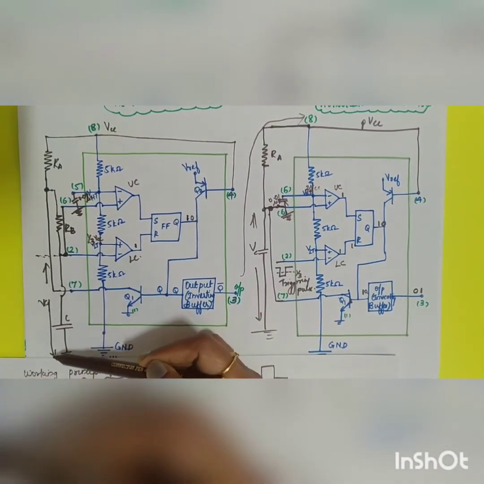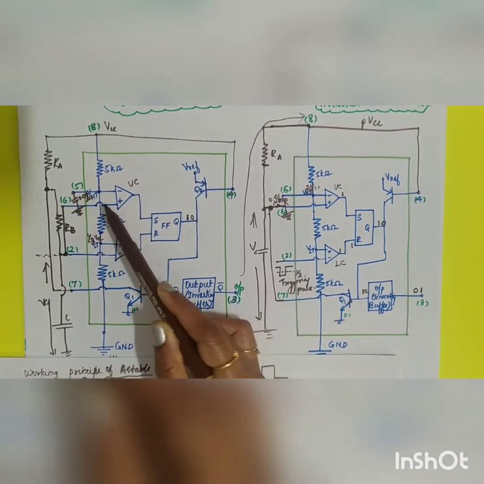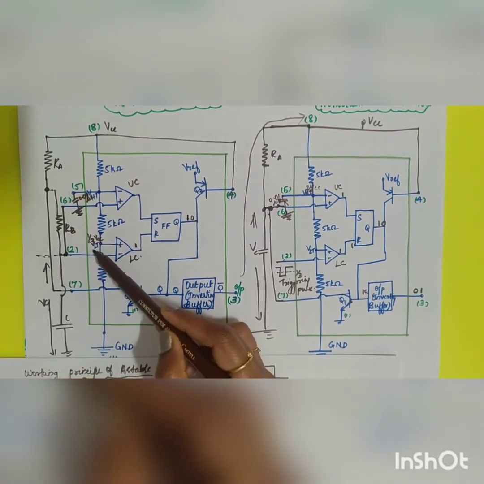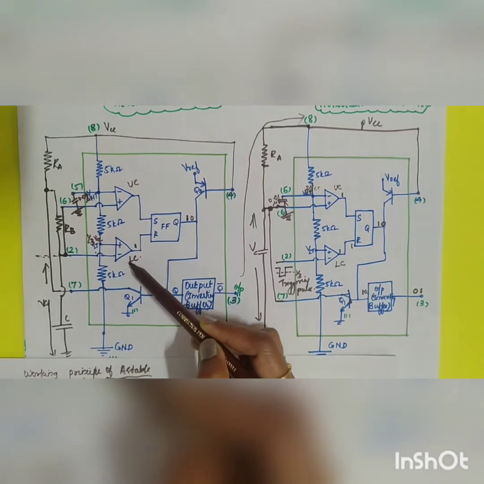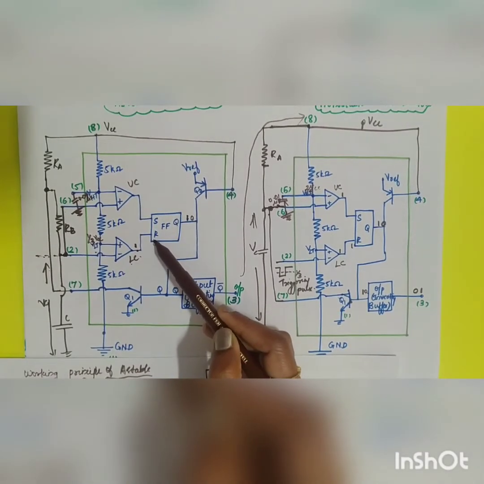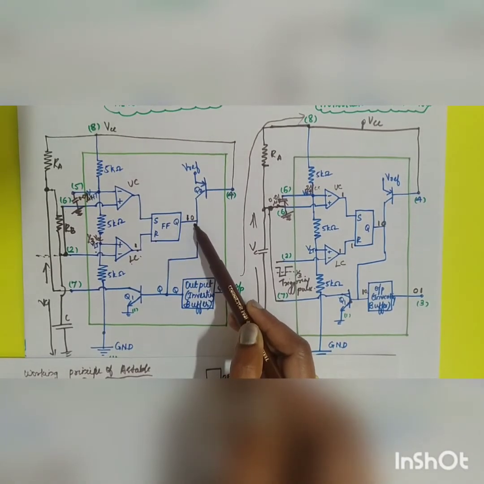The capacitor starts discharging towards 0. But your capacitor is controlling both your trigger input as well as your threshold input. When the capacitor voltage drops below 1/3 VCC, it triggers your lower comparator. Lower comparator output will be 1. In turn, R will be equal to 1, which in turn will make your Q equal to 0.